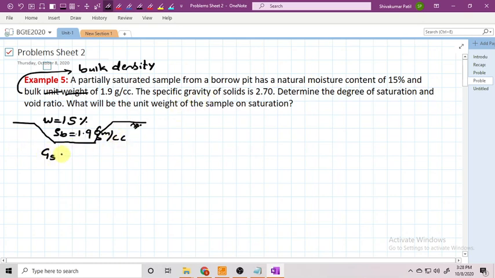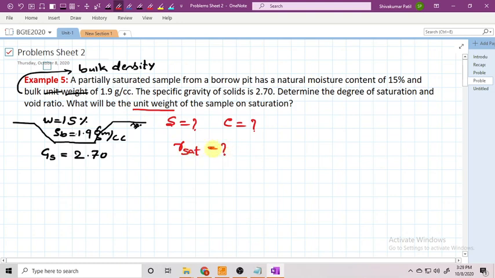The specific gravity also they have given. What is the specific gravity of the soil sample? 2.70. So what they are asking: determine the degree of saturation, that is S they are asking. Degree of saturation and voids ratio, e, also they are asking. And also what will be the unit weight of the sample on saturation. Again you see, unit weight they are asking, so that means gamma sat.